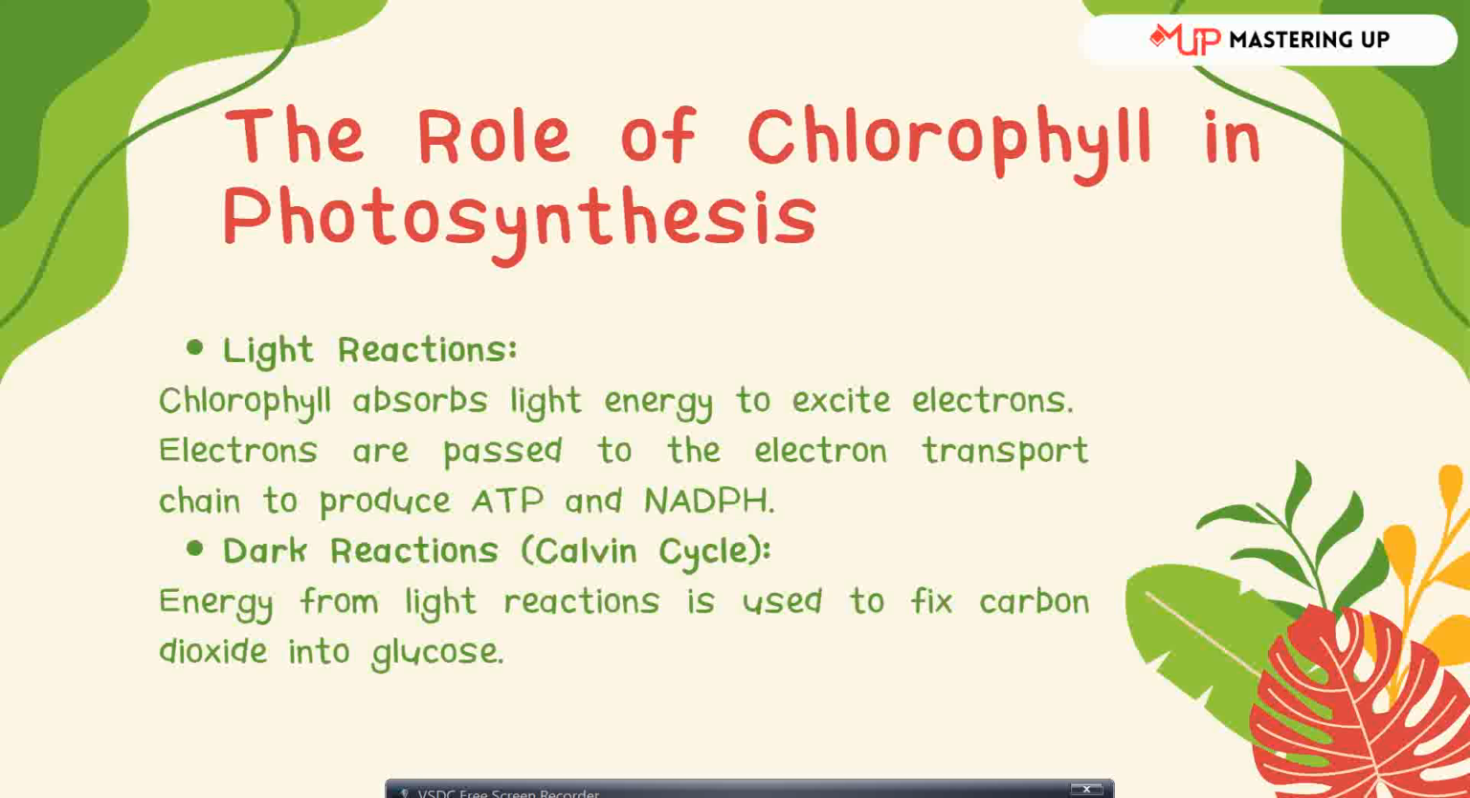Now next, the role of chlorophyll in photosynthesis. We discussed this in the first slide itself, but let's discuss it again. Light reactions: chlorophyll absorbs light energy to excite electrons. Electrons are passed to the electron transport chain to produce ATP and NADPH. So ATP and NADPH are the energy produced as the result of photosynthesis. For producing this energy, chlorophyll absorbs light energy to excite electrons.